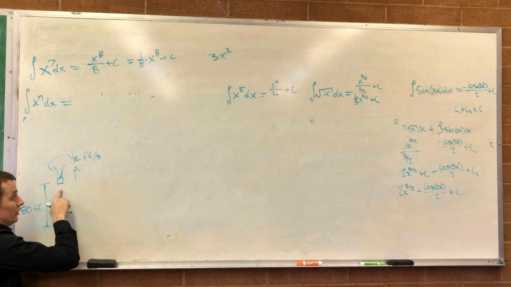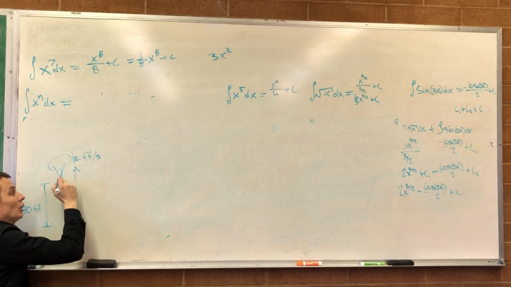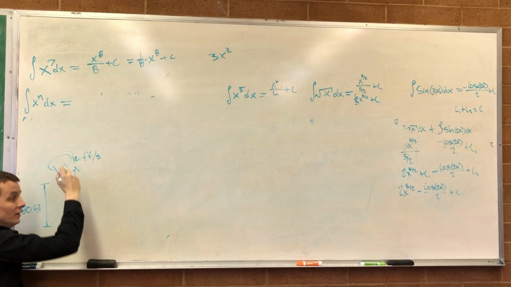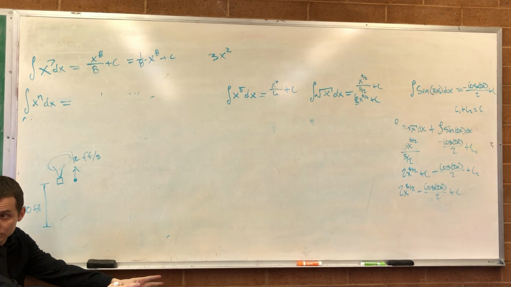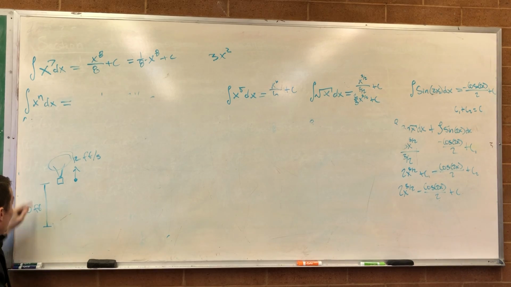Okay, so here you are in a hot air balloon. You know you're going up 12 feet per second. So you drop a package out of the hot air balloon at 80 feet. When it's at 80 feet, when's the package going to hit the ground?